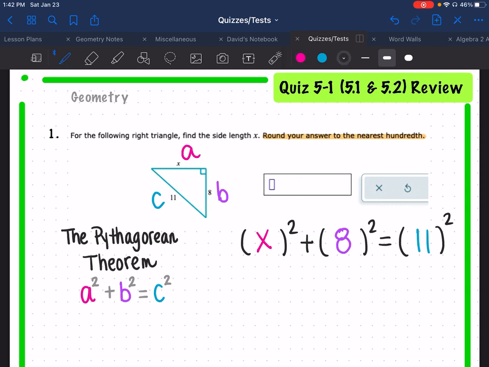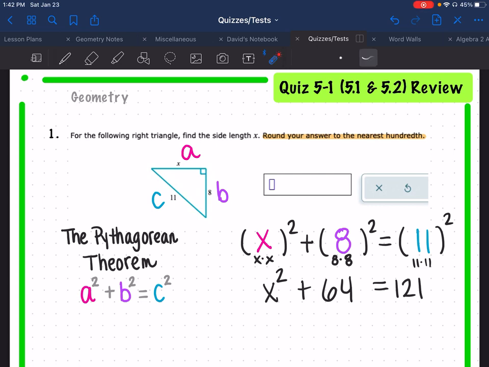All right, now I'm actually going to multiply these out. Remember, x squared is x times x, which is x squared. 8 squared is 8 times 8, which is 64. And 11 squared is 11 times 11, 121.